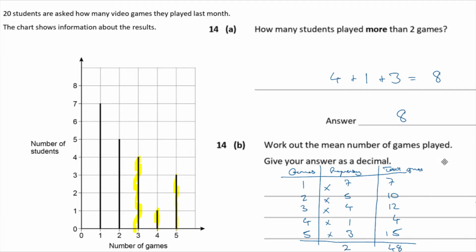There were 20 students altogether. So then the mean is going to be the 48 games played divided by the 20 students playing them. 48 divided by 20 comes out to be 2.4. So on average, students played 2.4 games.